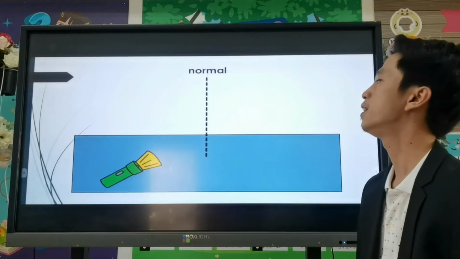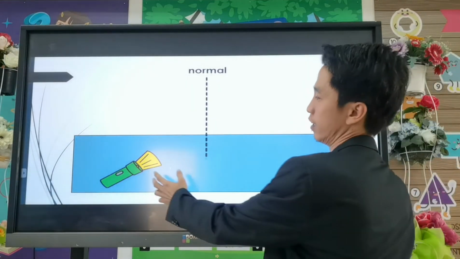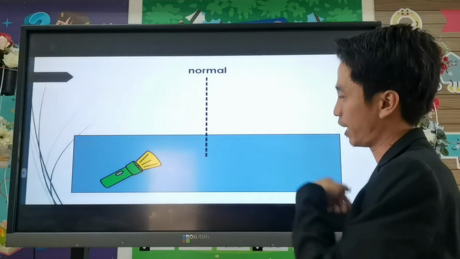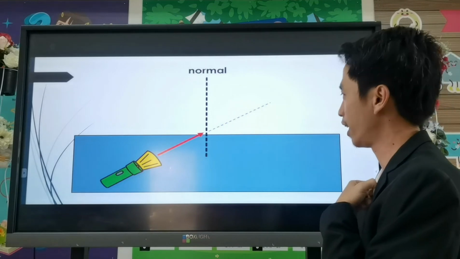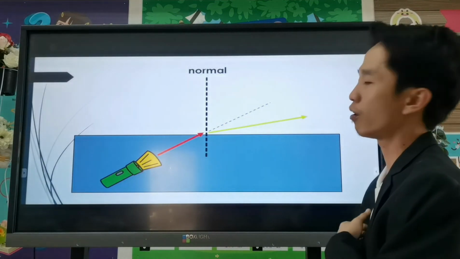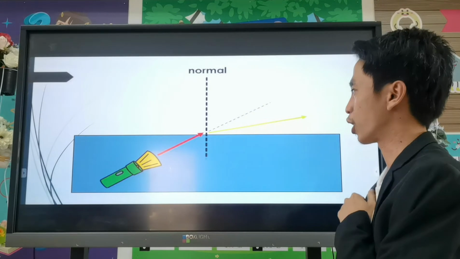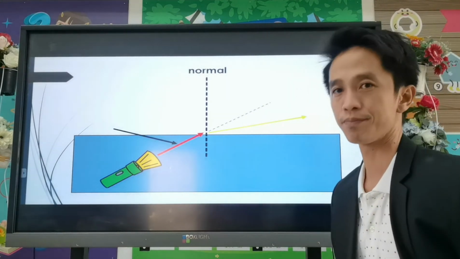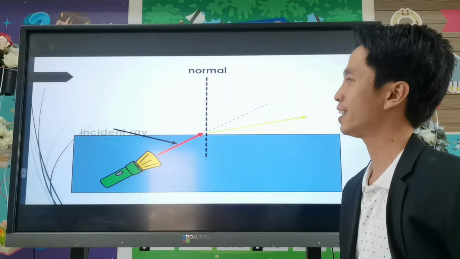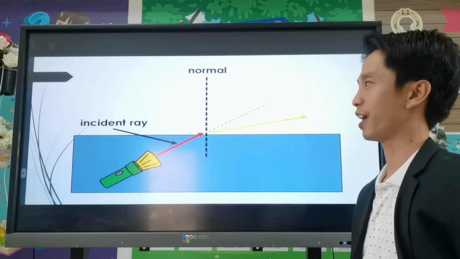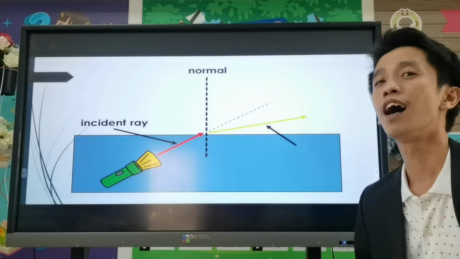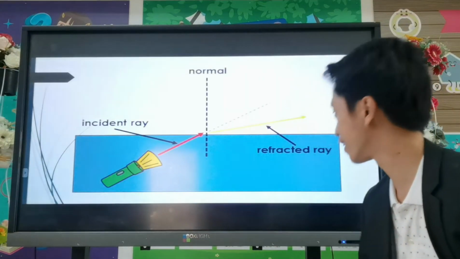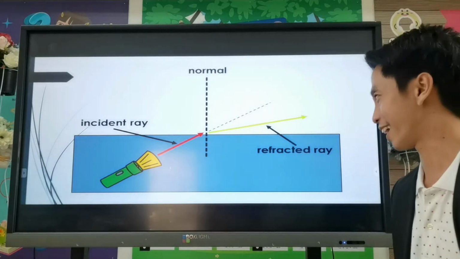Next, we have the same normal, but I have a flashlight a bit in the bottom and the top. The red line goes straight and the yellow line bends a little bit. Okay, what do you call this red line? That is the incident ray, correct. How about the yellow line? You call it the refracted ray, correct.